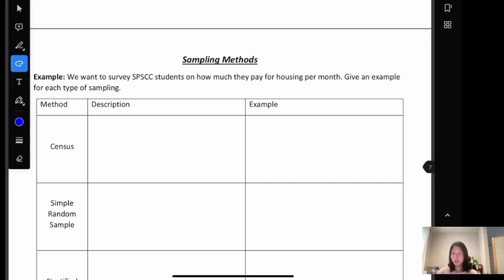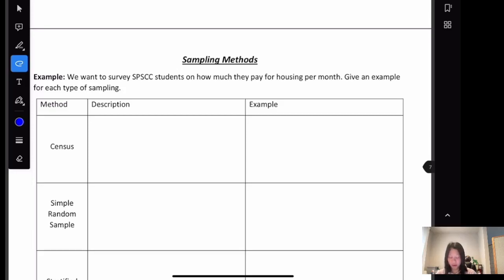So we keep talking about a sample, how to collect a good sample so that it can represent the whole population. So in today's video, we're going to talk about what sampling methods we have. Now, here's the example. We want to survey SPSCC students on how much they pay for housing per month. I'll give an example of each type of sampling.